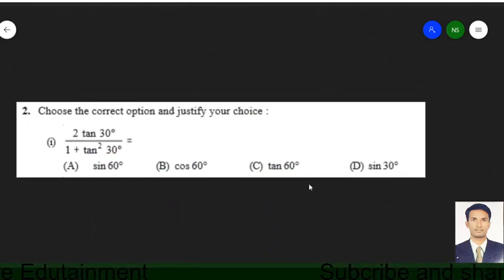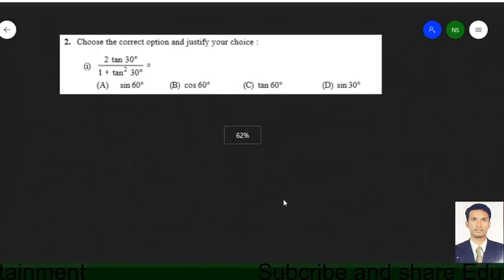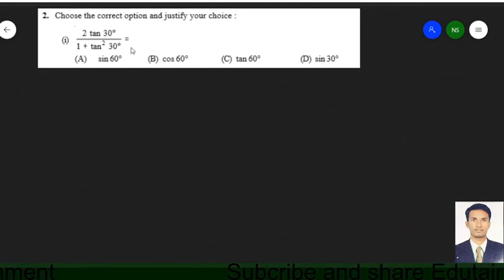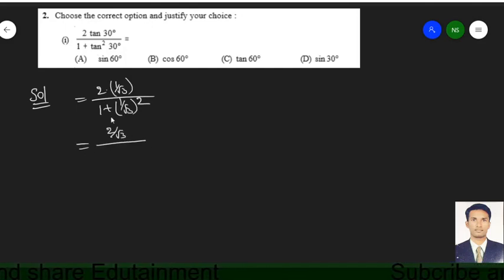Choose the correct option and justify your answer. Let us try to find out the solution for this one. They gave 2 tan 30. 2 into tan 30, we know tan 30 is sin 30 by cos 30, 1 by root 3, divided by 1 plus tan square 30, 1 plus 1 by root 3 whole square, which is equal to 2 by root 3 divided by 1 plus 1 by root 3 whole square.